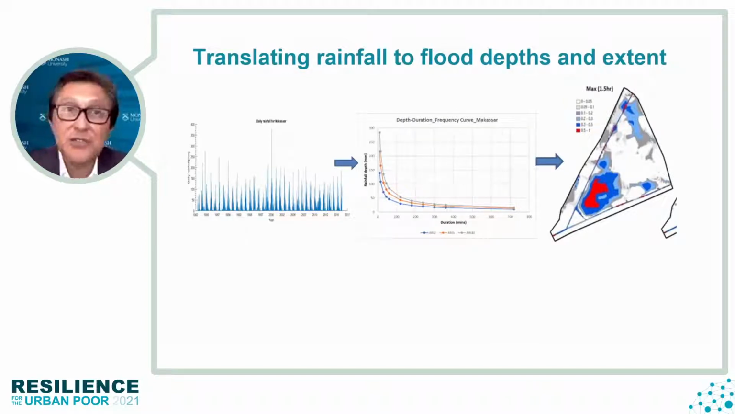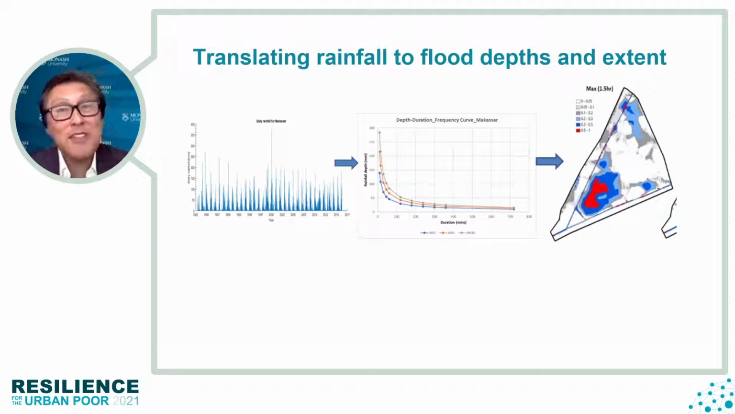We've got 30 years of rainfall data in Makassar, as you can see on the left of your screen. We analyzed that to come up with what you see in the middle of the screen, which is simply a description of the probabilities of rainfall. It is through our understanding of the probabilities of rainfall that we can say, okay, this is what the 1 in 1 year flood could look like. This is what the 1 in 2 year, the 1 in 5 year, the 1 in 100 year, and so on.